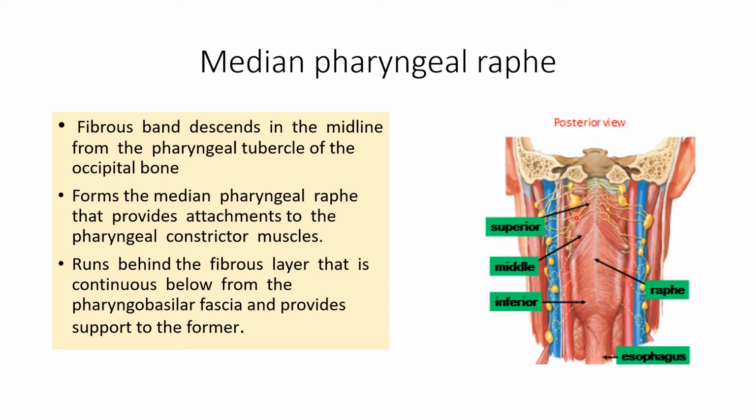You can see the superior, middle and inferior constrictors of the pharynx getting inserted into this median fibrous raphe. So it is running behind the fibrous layer, which is continuous below from the pharyngobasilar fascia, and it is giving support to the pharyngobasilar fascia.